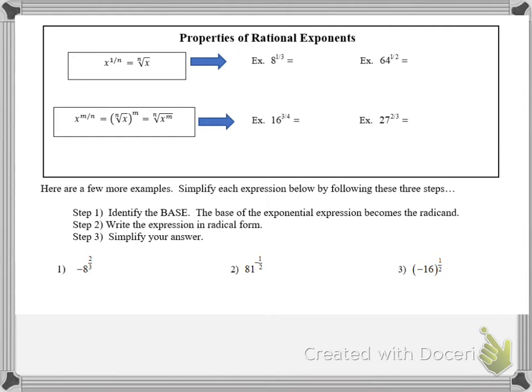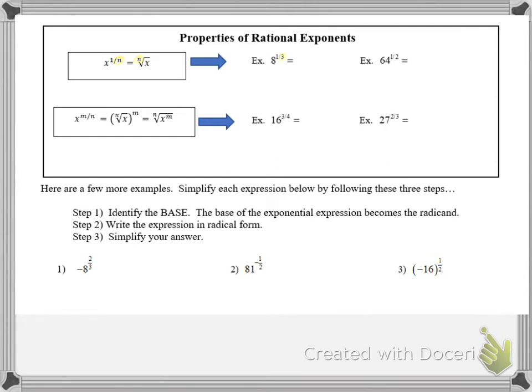Okay, let's take a look at our first property. We have x to the power of 1 over n becomes the nth root of x. So notice how the denominator of the exponent becomes the index on the radical, and then the base of x becomes the radicand, which is the number that goes under the radical sign. So x to the power of 1 over n is the same as the nth root of x.